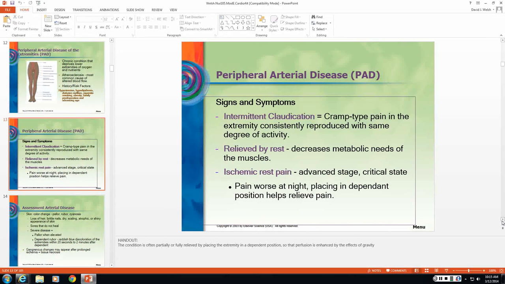Usually this is relieved by rest, because the decreased metabolic needs of the muscles cause the pain to subside and be relieved. Now, sometimes there is ischemic rest pain, and that's usually in an advanced stage. This is a critical state, so a lot of times pain is worse at night. Placing the affected limb in a dependent position helps to relieve the pain.